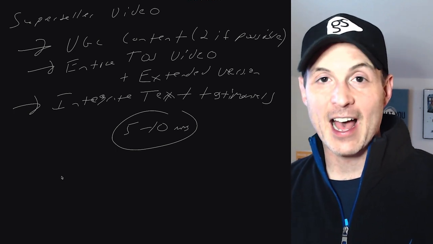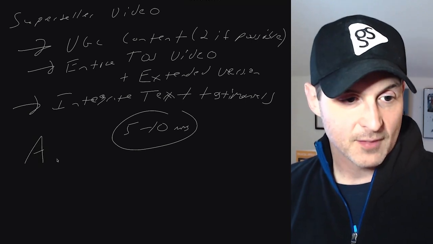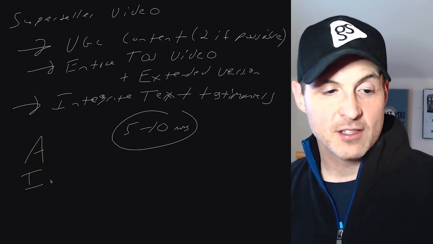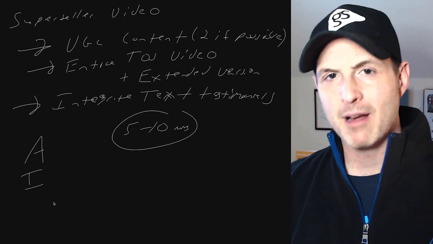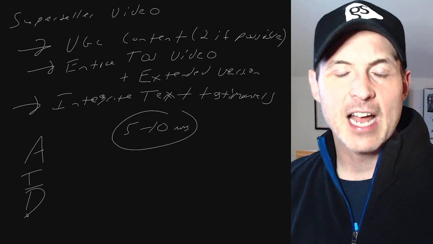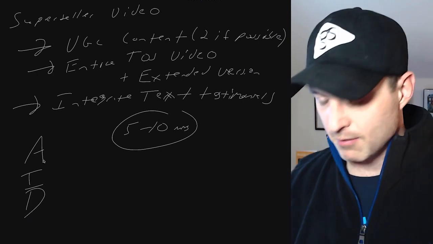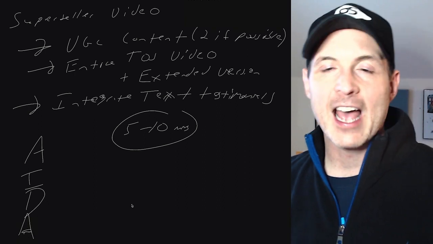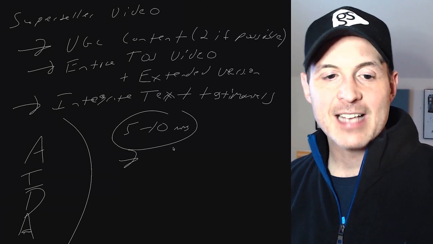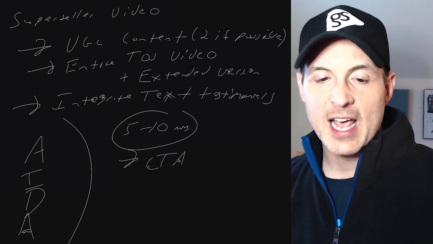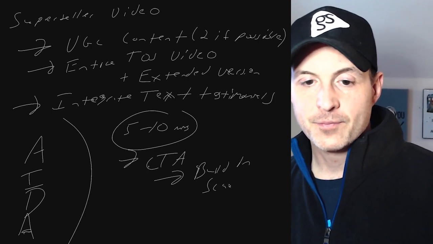Like the AIDA method of copywriting. Grab their attention, get their interest, which means empathize with them. I see your problem, I feel your problem, I understand your problem. Desire, this is where we created the solution for this problem. And then A, call to action. So we actually say, buy this now. And that is the last step of this. With this CTA, you definitely need to build in scarcity.